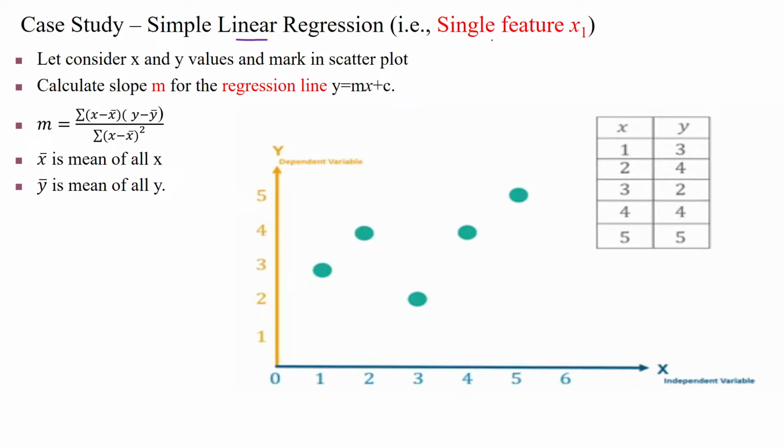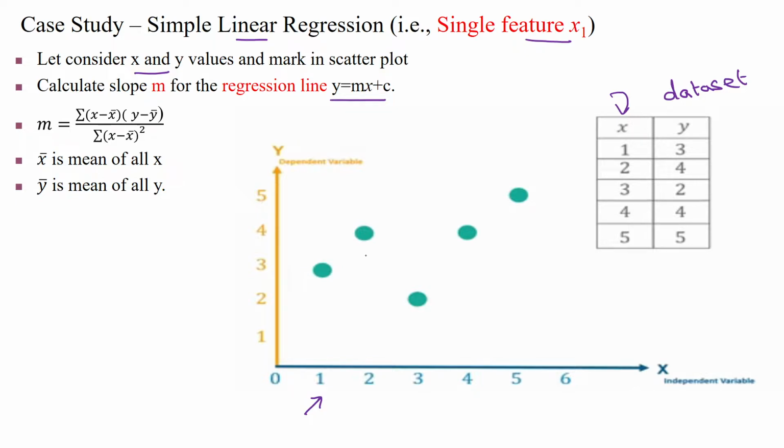Here, simple linear regression means we will have only a single variable x1, which is also called univariate linear regression. Here, x and y values are given in the table. This is the data set for considering the linear regression case study. The given equation is y equal to mx plus c, and the given data set is displayed in the given plot.